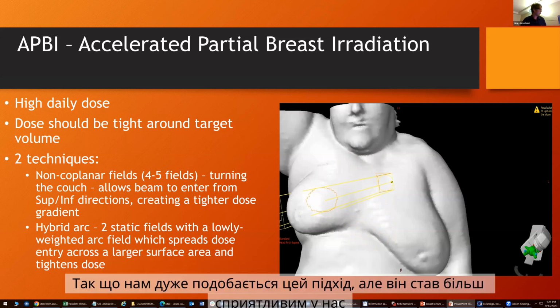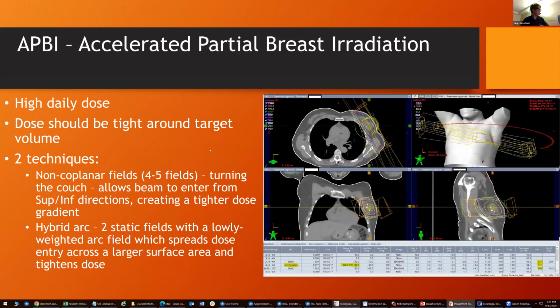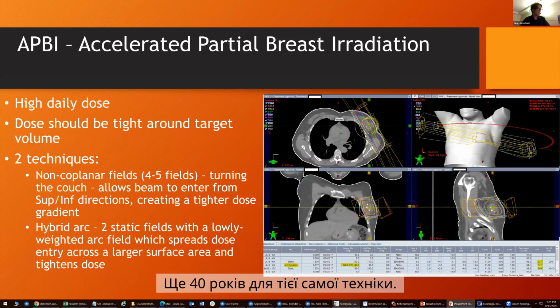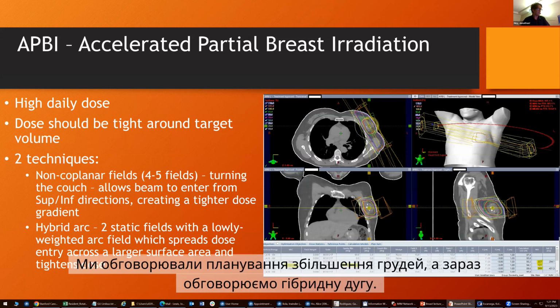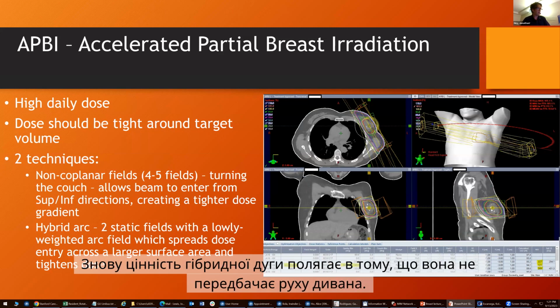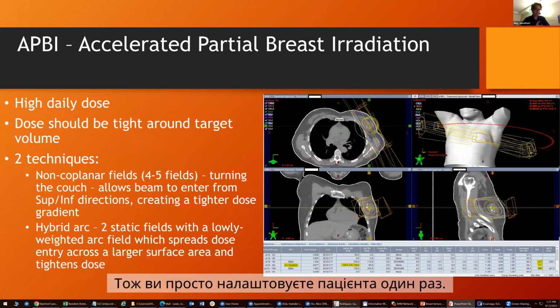So we do like this approach quite a bit, but it has become more favorable in our department over the years to go for that same technique we discussed for breast boost planning, where we're now discussing the hybrid arc again. The value of the hybrid arc is that it does not involve any couch motion. So you just set the patient up one time. The couch does not need to move from that point forward.